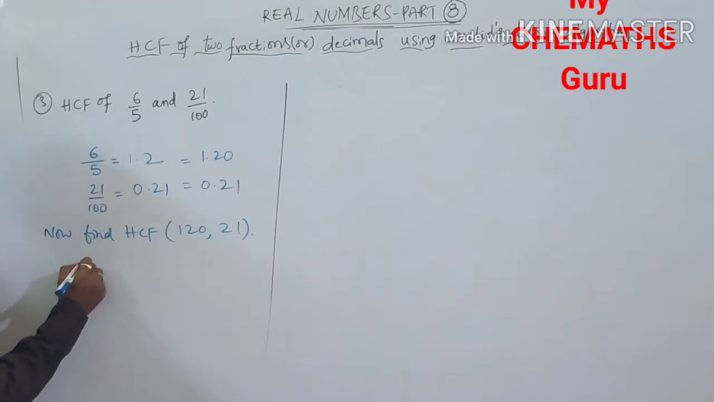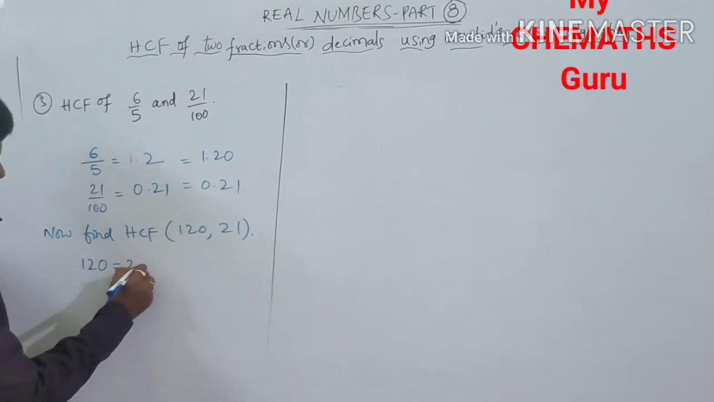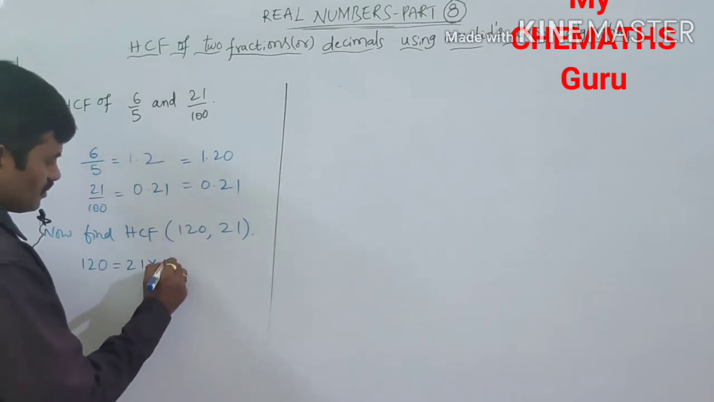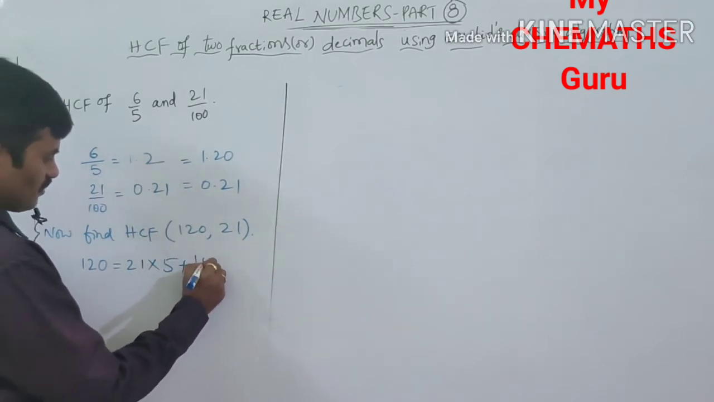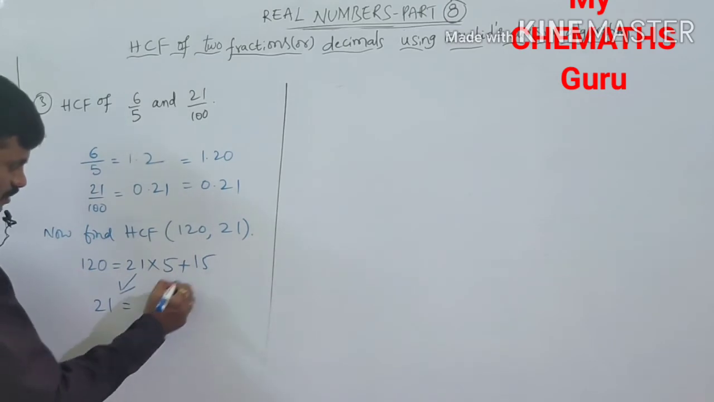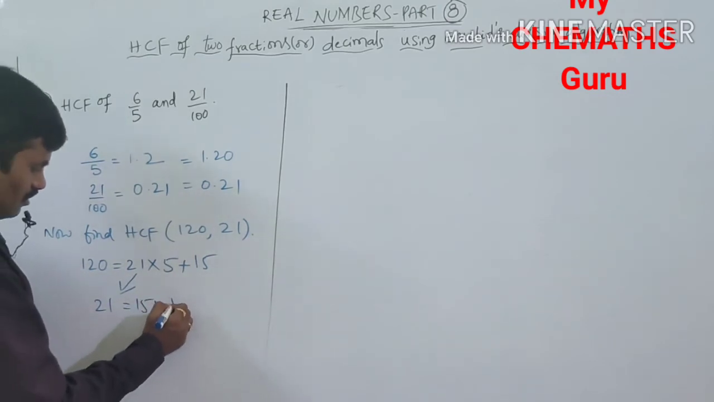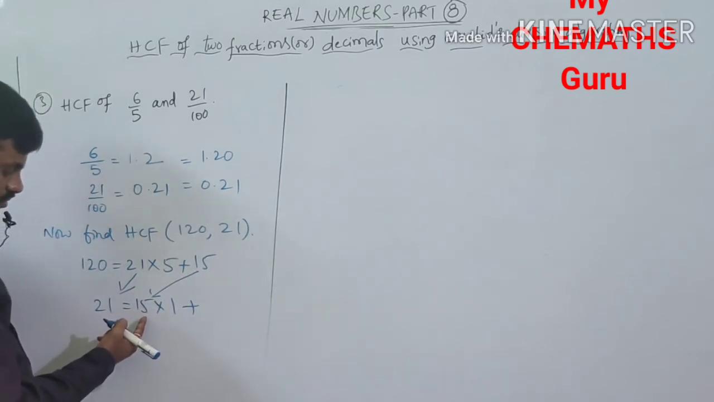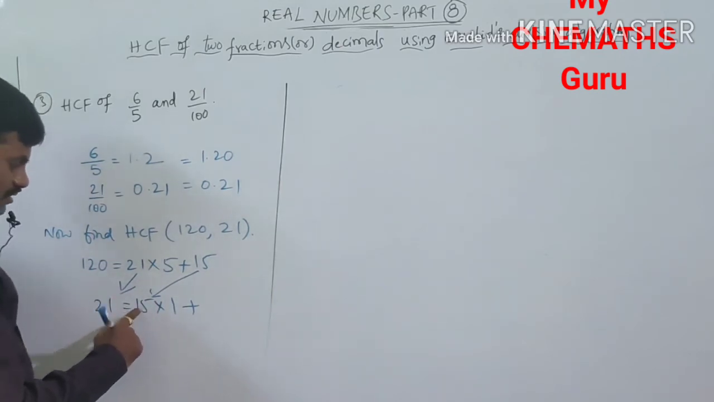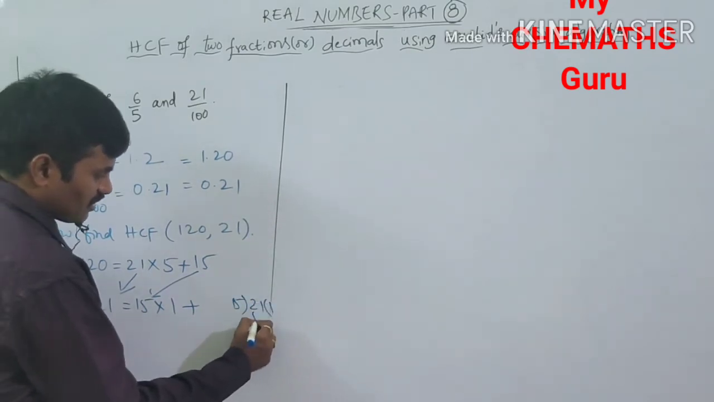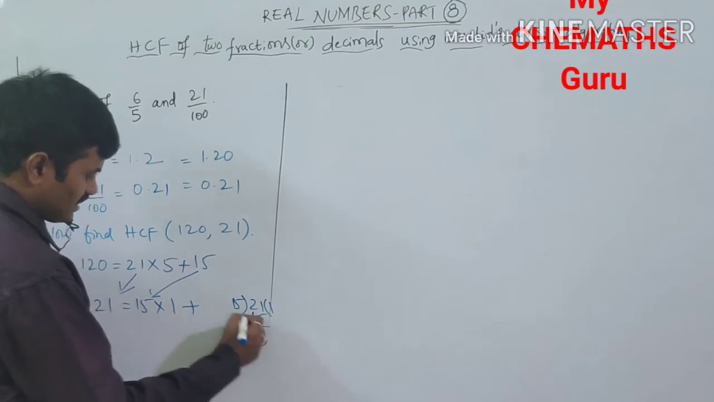using the division algorithm. How? 120 is equal to 21 into how many times is it possible? Of course 5 times, 105. The remainder is 15. In the next case, this divisor becomes the dividend and this remainder becomes the divisor. The remainder 15 becomes the divisor for step 2. Now if you divide 21 by 15, 15 times 1 is 15. The remainder is 6.